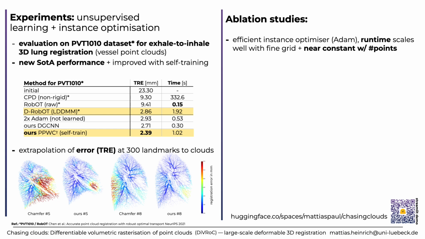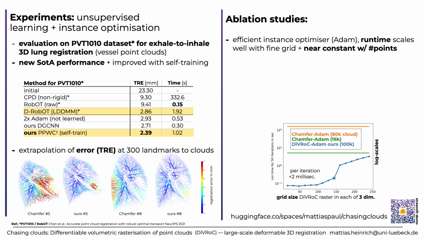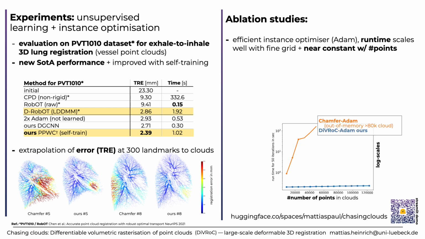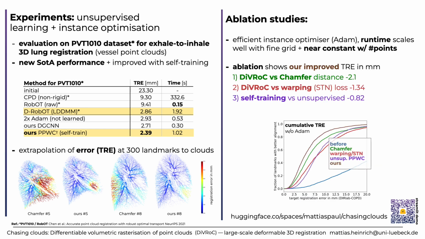This highly accurate Adam instance optimization particularly benefits from the efficiency of DiffRock, which is up to 1,000 times faster than chamfer for already moderately sized clouds, and also more memory efficient. Our ablations show improvements through replacing chamfer distances or an alternate approach that first rasterizes the cloud and then warps the volume, spatial transformer loss. And a further gain is achieved by retraining the model on its own predictions.